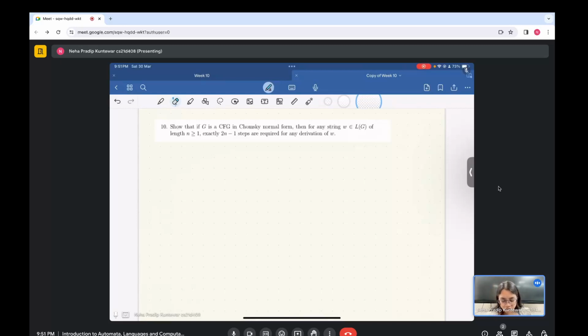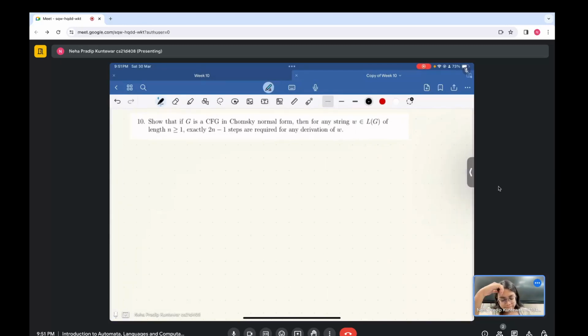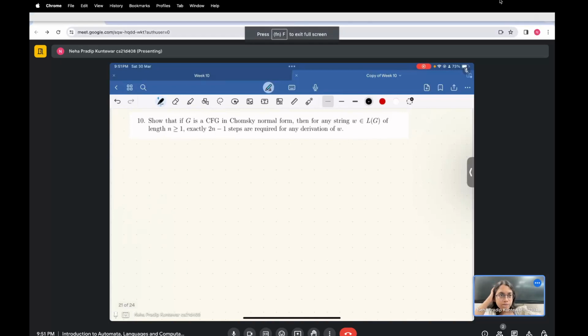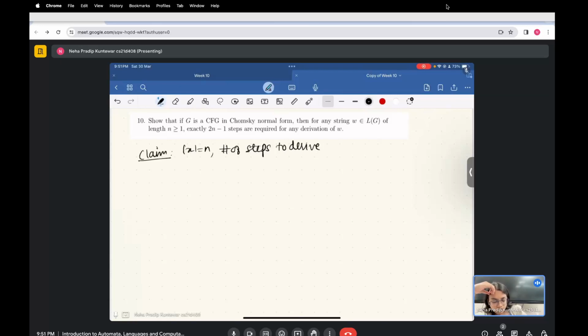Okay, so let's discuss the solution. The claim is that if the length of w is n, then the number of steps to derive w is equal to 2n minus 1. So that is what we want to show. What we will do is use what is called the principle of induction. So we will use induction on the length of w.